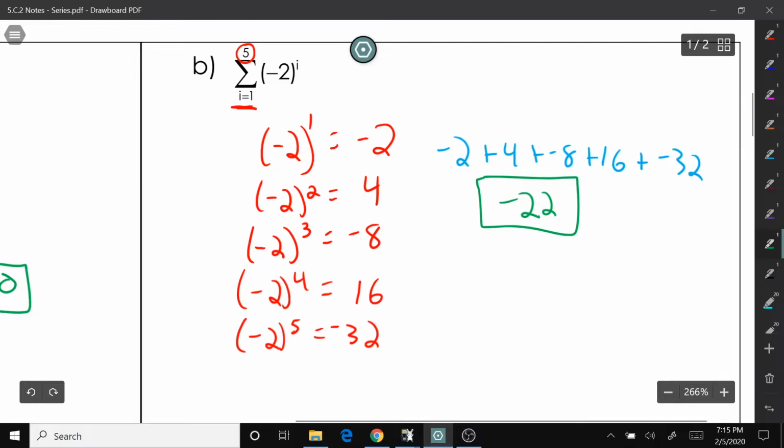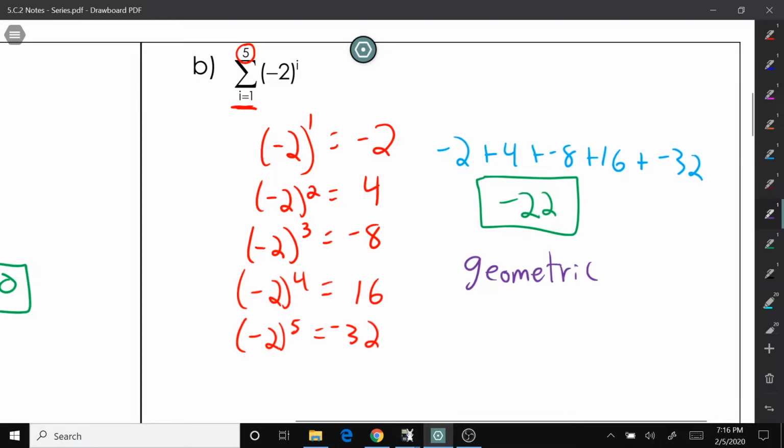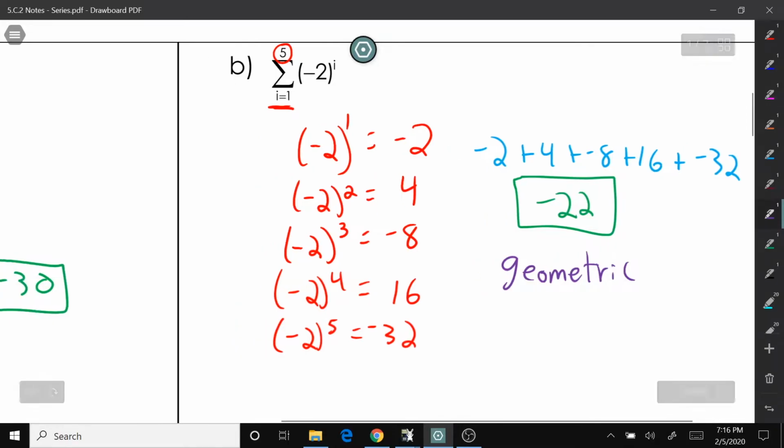Right, now we've got to determine, is it arithmetic, geometric, or neither. We're multiplying the previous answer by negative 2, so since we're multiplying by the same amount, this is going to be geometric. Alright, let's look at examples C and D.